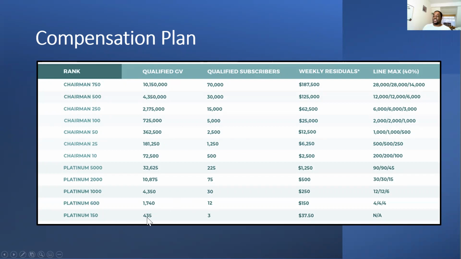This is 435. Now, when I mentioned to you earlier, each pack is worth 150. Now, the old packs used to be 145. Now, 145 times 3 equals 435. So you need 3 people to qualify for P150. Now you get paid weekly, £37.50 a week. Now, if you sign up for Skrill as your way of getting paid, Skrill only can take a minimum of $50. So if you're getting paid $37.50, you're not going to get paid weekly, you get paid fortnightly.